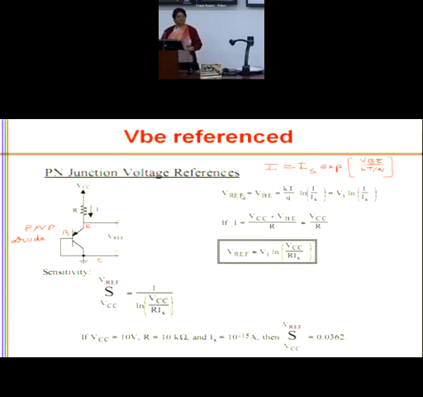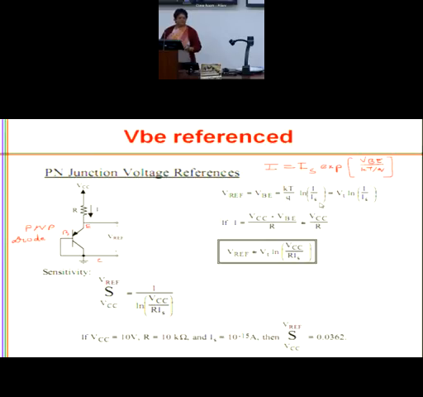So now the same thing I do. My Vref will be V emitter base. So whatever is the Vref, from here we try to get the expression for V emitter base. So V emitter base will be the natural log of I by IS multiplied by KT by Q. So this gives you KT by Q, natural log of I by IS.